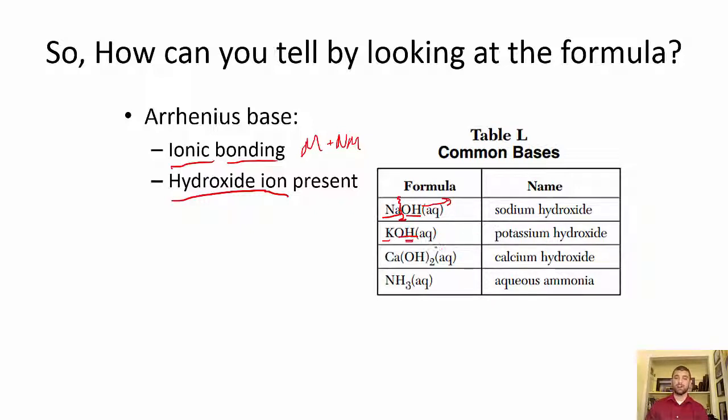You've got this OH there. That's going to split off from the K. Calcium hydroxide has two OHs because calcium's +2. Two of them are going to pop off, and you're going to get two hydroxide ions from that. And NH3 is a base, and we'll talk more about that towards the end of the unit. But by the Arrhenius definition of a base, there needs to be hydroxide being given off.